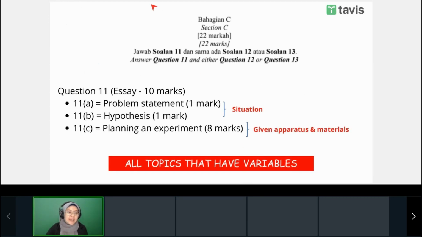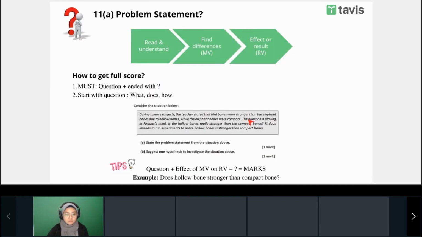let's move to the essay question. Question 11, you have to answer this question, which comprises an essay question. You have 10 marks over here. The structure of the question is like this. They will ask about the problem statement first. You can get the problem statement from the paragraph, from the situation. You can get the hypothesis from the situation as well. Okay.